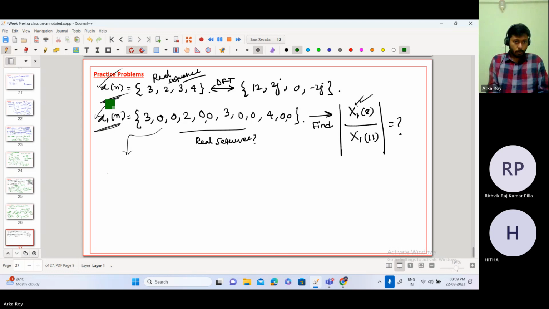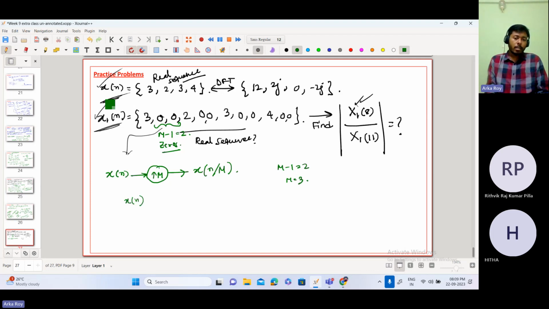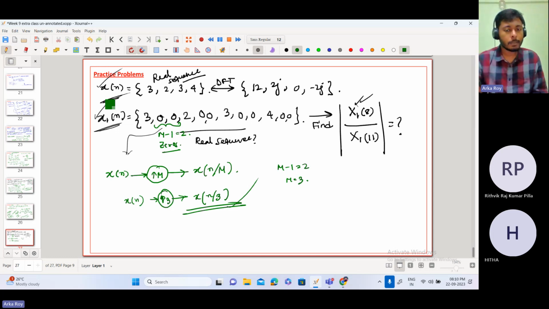Okay, so if x[n] is passed through an upsampling block, I will get x of n by M, and in between two samples I will have M minus 1 zeros. That means we have two zeros, so M minus 1 is 2, so M is equal to 3. That means x[n] is upsampled by a factor of 3. This is what we have seen in multi-rate signal processing, covered in week 5.